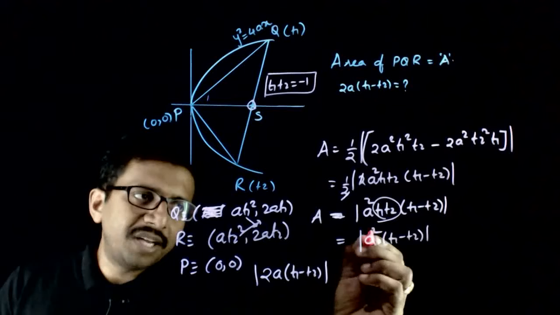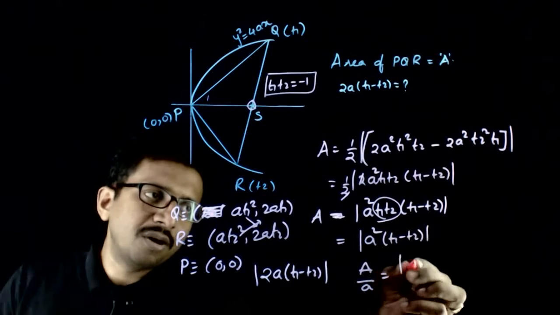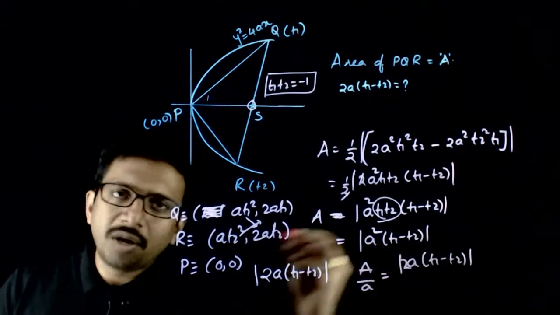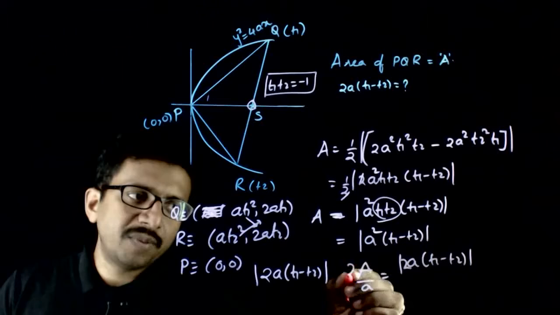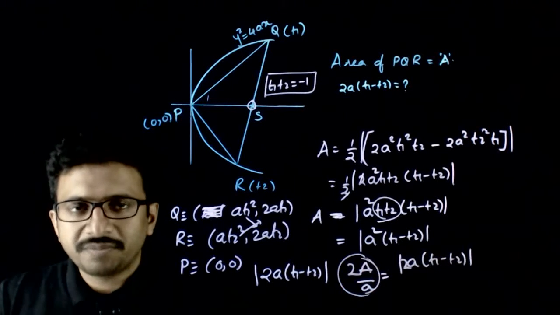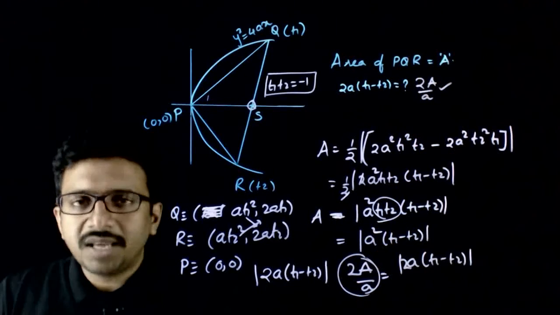So what is that? If you take one a onto this side, capital A by small a is equal to mod of a times T1 minus T2. So if you want mod of 2 times a times T1 minus T2, that will be equal to 2 times capital A by small a. So the answer is 2 times capital A by small a. That will be the answer to this question.